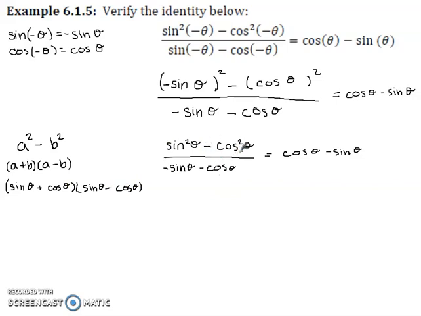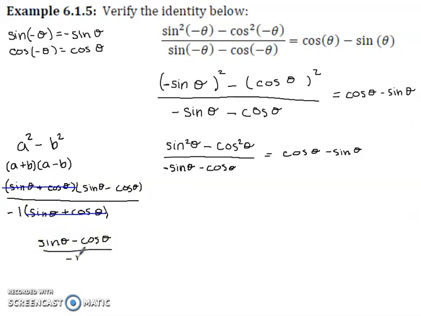So that is my numerator of my fraction, and my denominator, I'm going to factor out a negative 1. So I take out my negative 1, and I've got sine of theta plus cosine of theta. Now I see that the sine plus cosine factor is going to reduce, which leaves me with my sine theta minus cosine theta over a negative 1. And I want to show that this is equal to cosine theta minus sine theta.